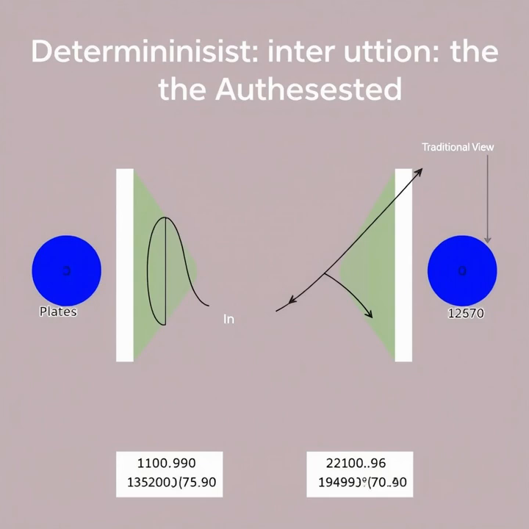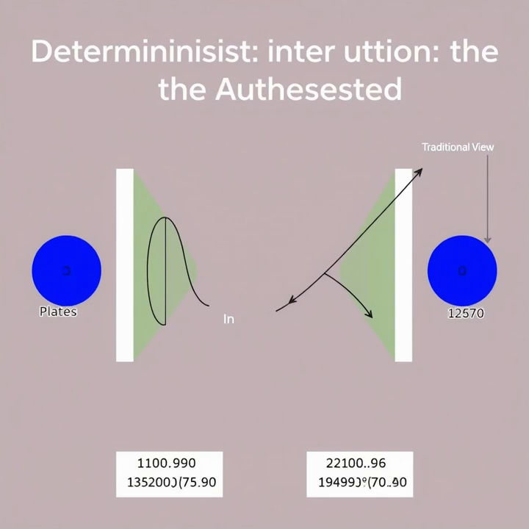The frequency of each mode is determined by the plate separation, L, and the wave numbers, as described by the equation omega_n(kx, ky) equals c times the square root of (n pi over L) squared plus kx squared plus ky squared. Deterministic evolution of field modes.